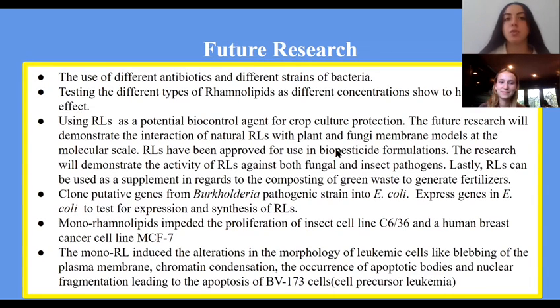Our future research includes the use of different antibiotics and different strains of bacteria, different rhamnolipid concentrations, and using rhamnolipids as a potential biocontrol agent for crop protection. This future research will demonstrate the interaction of natural rhamnolipids with plant and fungi membrane models at the molecular scale. Because the rhamnolipids showed permeabilizing effects against the bacteria with antibiotics, it is likely that they will also show these effects against fungi membranes and can be used to replace biopesticides that can be toxic.